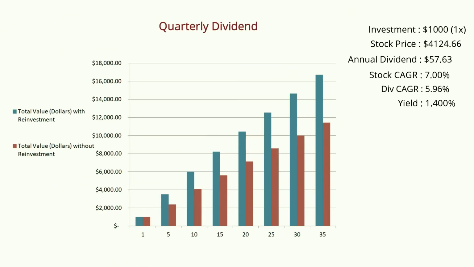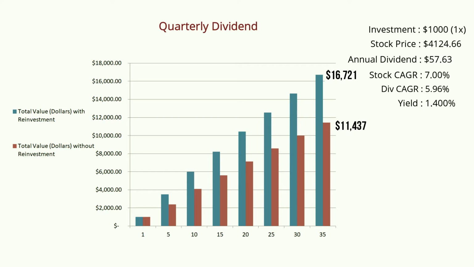So using the current price, current annual dividend, compound annual dividend growth rate, and a conservative estimate for the compound annual growth rate of the stock price, a one-time investment of $1,000 over 35 years will have a total value of $16,000 if dividends are reinvested, and more than $11,000 if dividends are not reinvested.